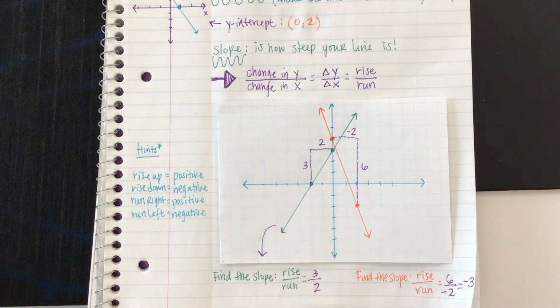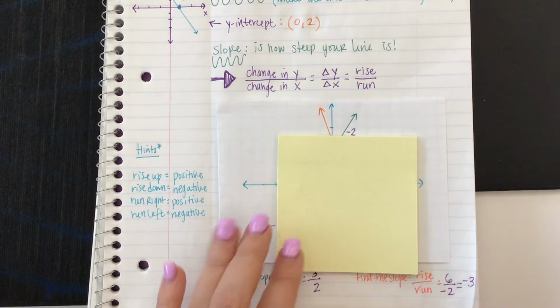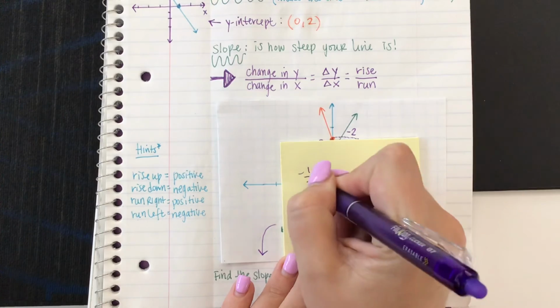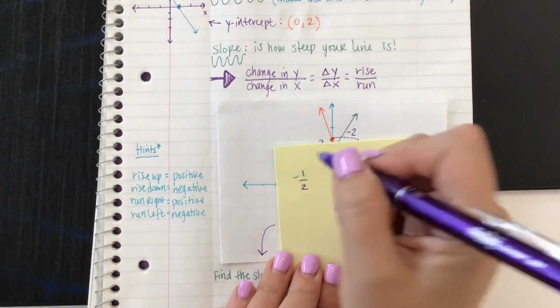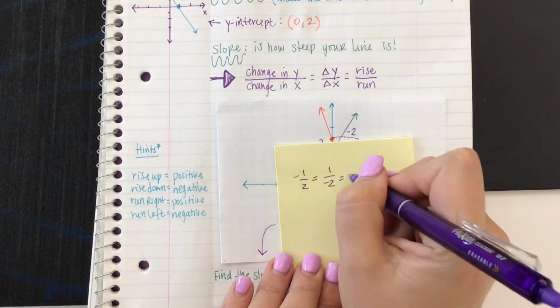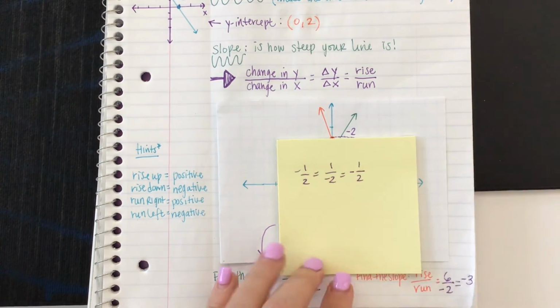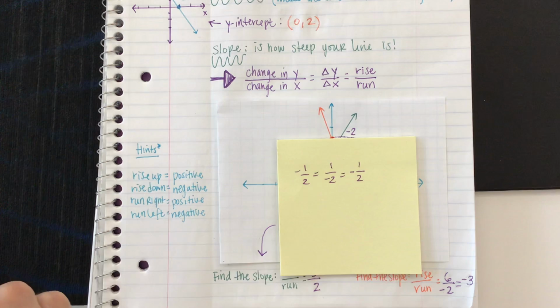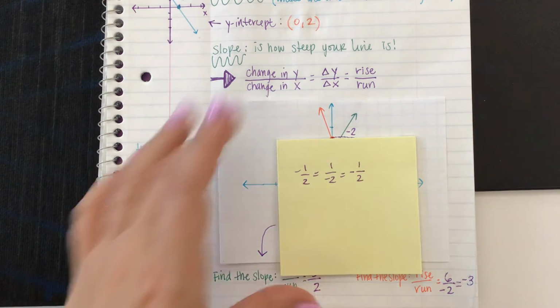And one thing I did want to mention as well is, let's say you have -1/2. Well, -1/2 is the same thing as 1 over -2, which is the same thing as having the negative right in between both, okay? All those three things are really the same thing. We just like to put the negative in the very front.